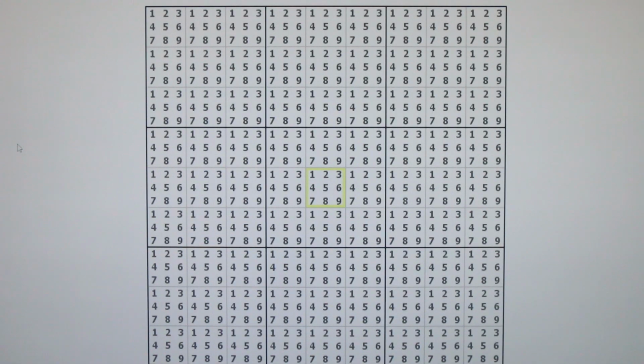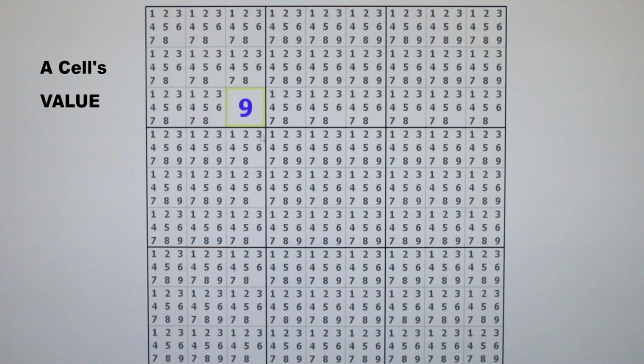When we enter a digit into the puzzle as the solution to a particular cell, we will call that the cell's value. Like the value of this cell is 9, and this cell's value is 5, etc.